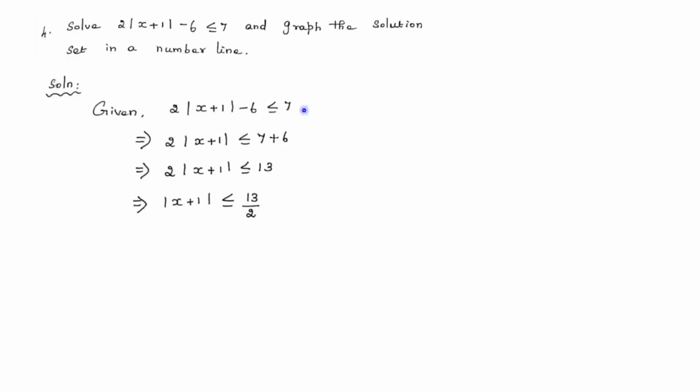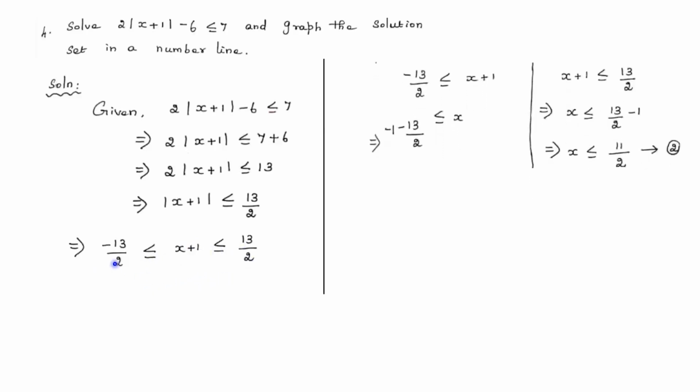This minus 6 comes to this side as plus 6. So 7 plus 6 is equal to 13. Okay. Then you have to bring this multiplication of 2 to this side as division. So we will get modulus of x plus 1 is less than or equal to 13 by 2. This means the x plus 1 value lies between minus 13 by 2 to plus 13 by 2. Okay. Now we are going to split this into two terms. That is, the first one is minus 13 by 2 less than or equal to x plus 1 as one term, and x plus 1 is less than or equal to 13 by 2 is the second term.